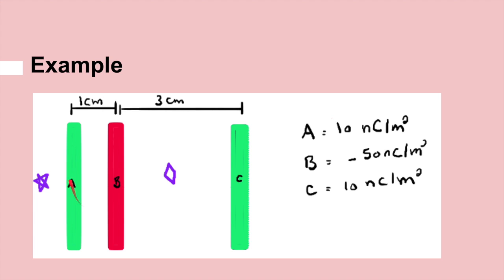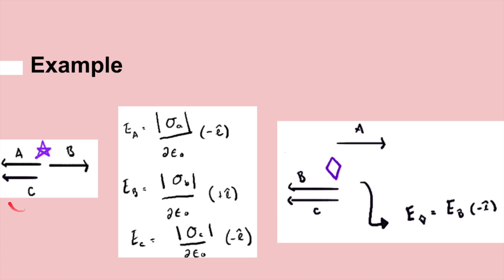So A is going to be pushing the star to the left, because this electric field is pointing away from it, so the star is being pushed to the left. Now B, it's the opposite, because the field is pointing towards the plane, meaning B is pushing the star to the right. And then C has its field pointing away from it, so it's pushing the star to the left as well. We can see that here. So we have C and A, their fields are pushing the star to the left, and we have B, which is pushing the star to the right.